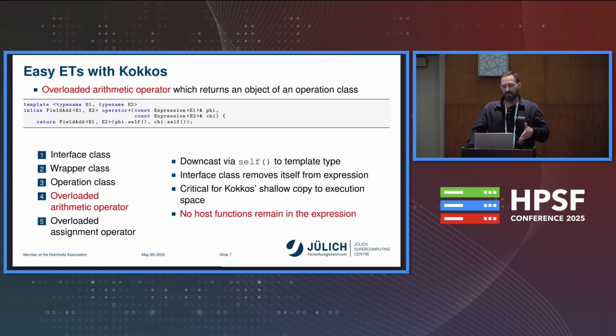So what's happening is when this is performed, you have no host functions remaining in the expression. And this is really critical for how Kokkos handles the shallow copy to the execution space. Because once that happens, you can't have any host functions in this expression. Otherwise, you get a crash.